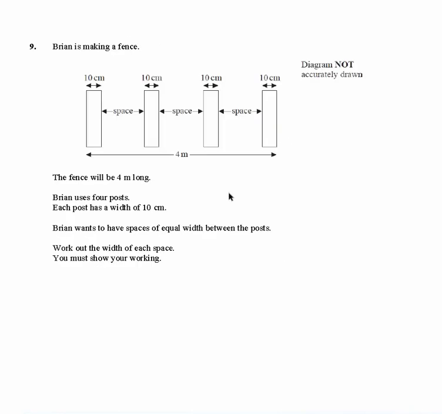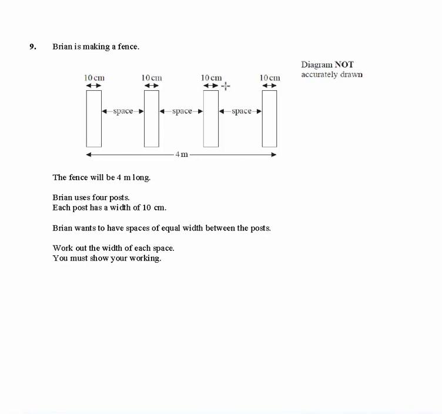Brian is making a fence. The fence will be 4 meters long. Brian uses 4 posts. Each post has a width of 10. Brian wants to have spaces of equal width between the posts. Work out the width of each space. You must show your working.